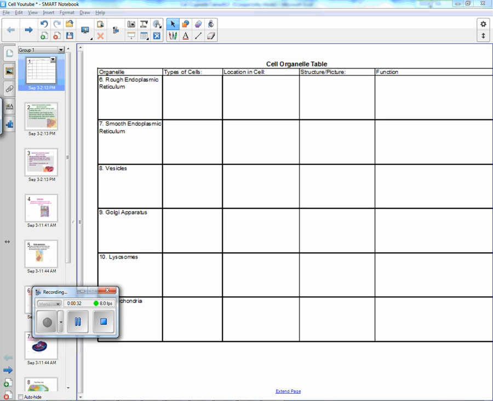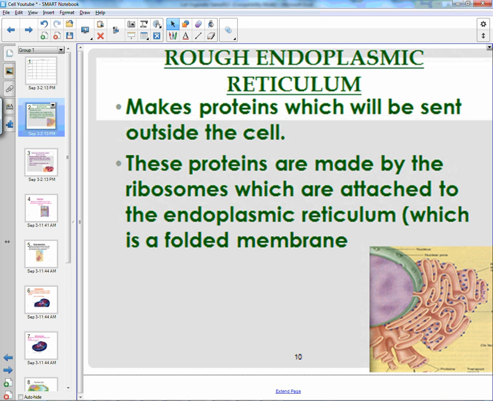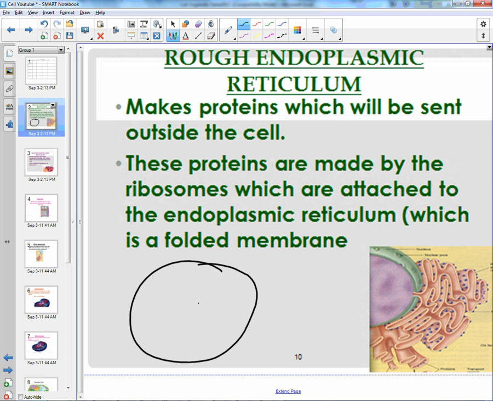So, the first one we're going to do is rough endoplasmic reticulum, number 6. You only find this in eukaryotic cells, not in prokaryotic, only in eukaryotic cells. Its location inside the cell: if you have a cell, and it's eukaryotic, so it has a nucleus, you would find the rough endoplasmic reticulum in the cytoplasm over here.